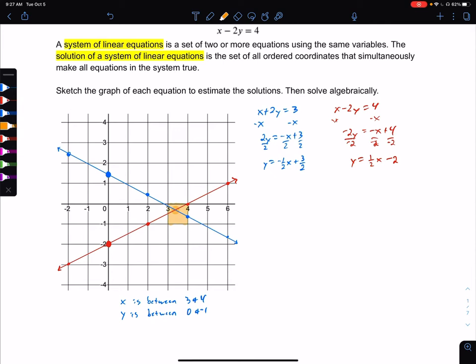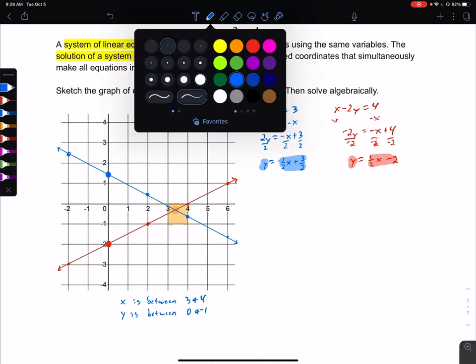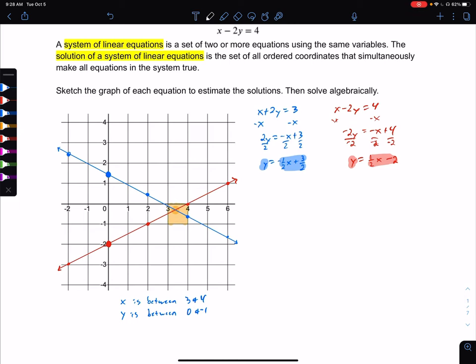Now we might not be terribly accurate. Hopefully we sketched it pretty well, but that'll give us a good idea if our algebraic work is accurate. All right, the next part is I want to solve these. I have 1/2 x minus 2 is equal to y, and I have the negative 1/2 x plus 3 over 2 is equal to y. What I can do is set those pieces equal to each other, because y is equal to y. Everyone would agree with that. So I can change one y to be negative 1/2 x plus 3 halves.